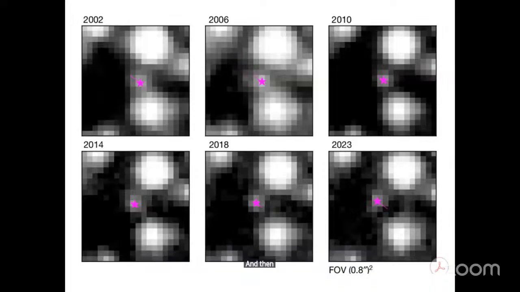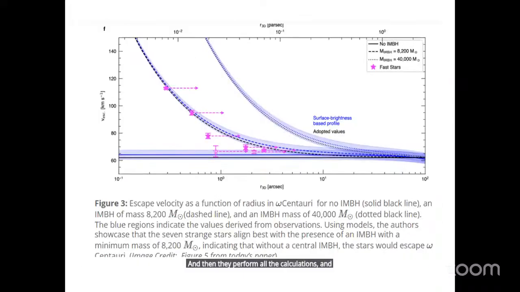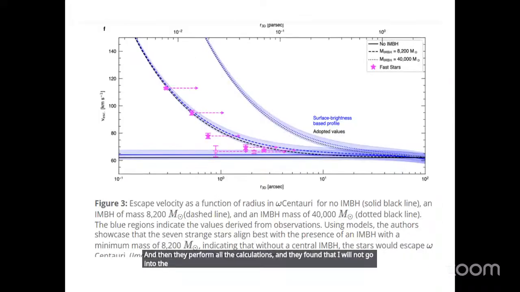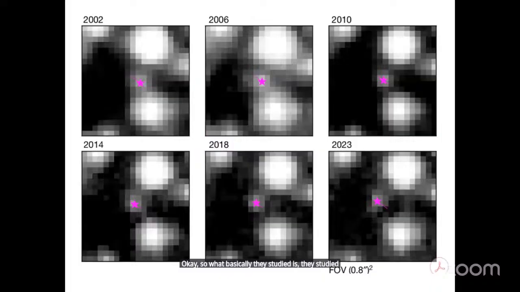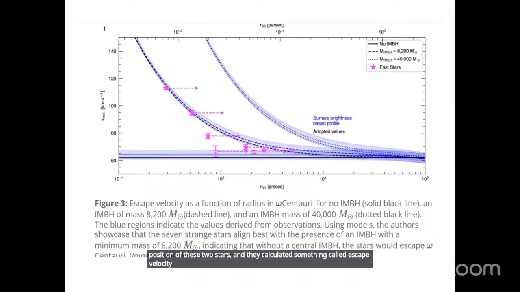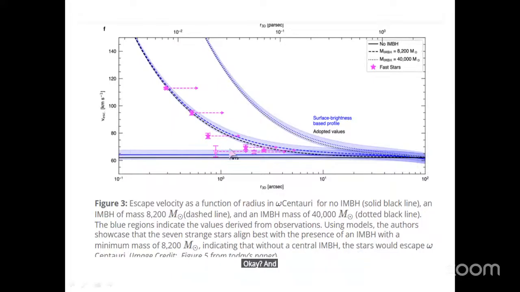And then they perform all the calculations, and I will not go into the details, but they found that if the stars have changed their positions because of the black hole which is present, then the black hole mass should be of the order of 8,200 solar mass to 40,000 solar mass. So what basically they studied is the change in the position of these two stars, and they calculated something called escape velocity.